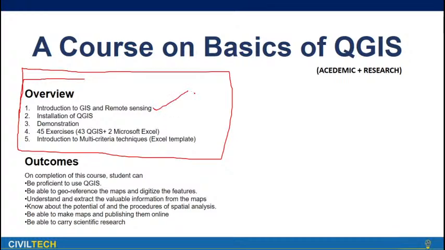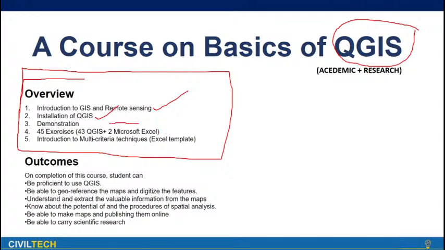We provide a basic understanding of GIS and remote sensing in the very first lectures so that everyone will brush up their concepts. Since it is open source, you can install it on your own laptops. We will show you a step-by-step procedure to install QGIS, and then different exercises are designed for beginners. It is assumed that you don't know anything, and the exercises are designed so that everybody who has registered will benefit from these sessions. And 45 different exercises were designed.